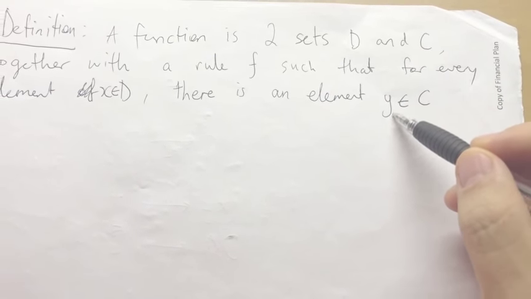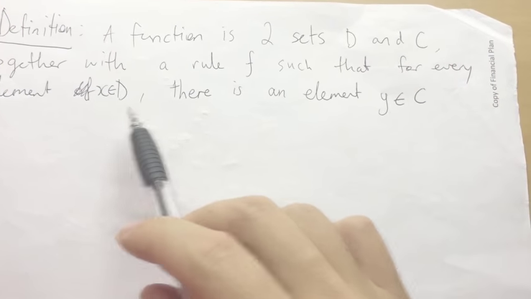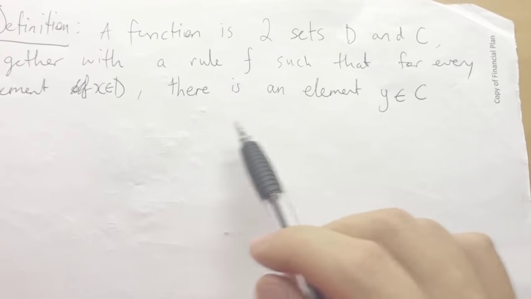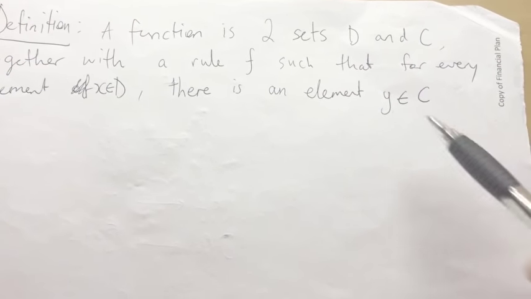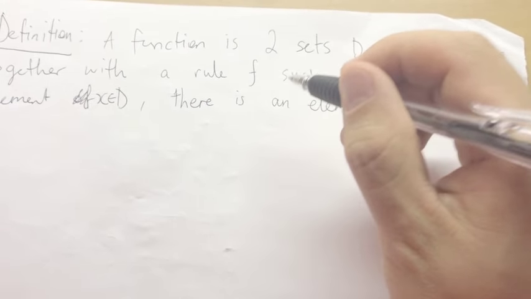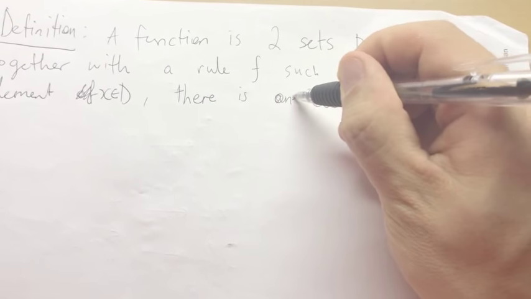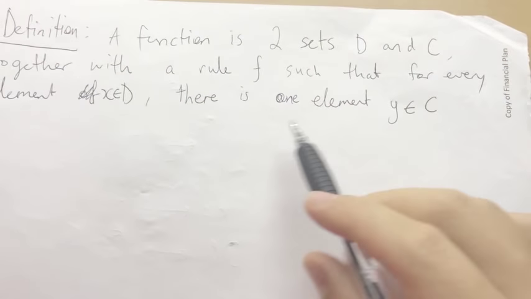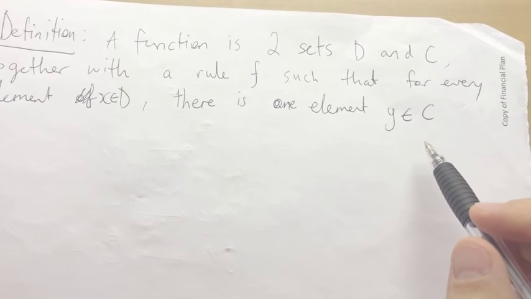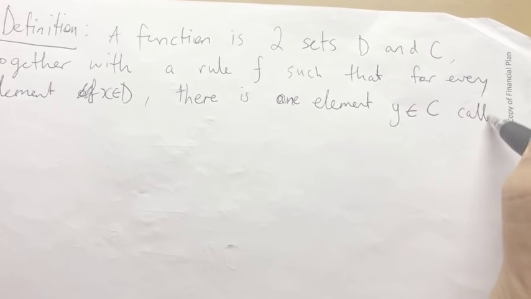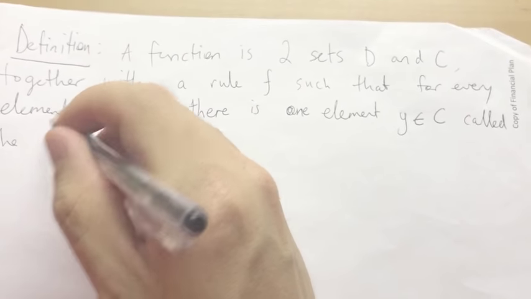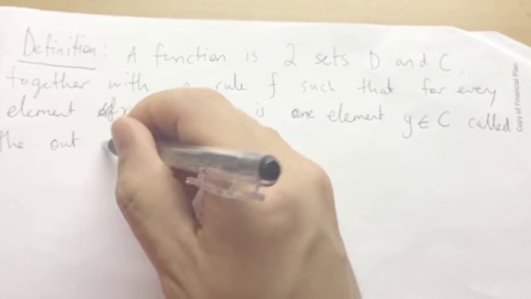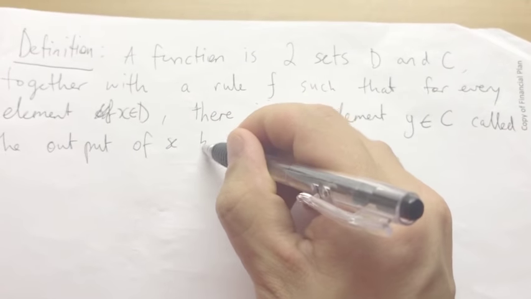This element is uniquely specified by x. So there's not like several different elements and we could pick one to focus on. There's only one element. So there is an element y in C called the output of x by f.